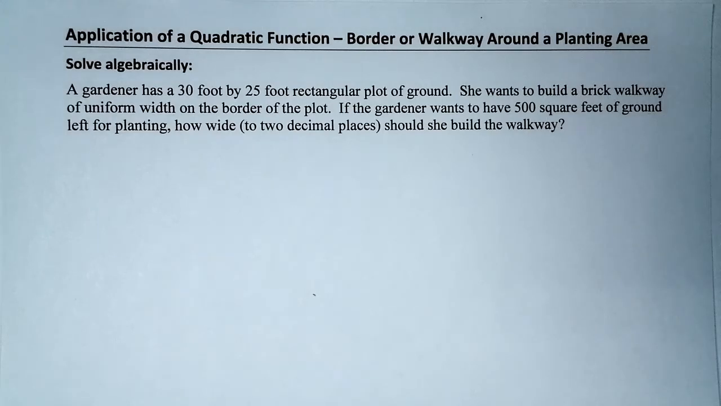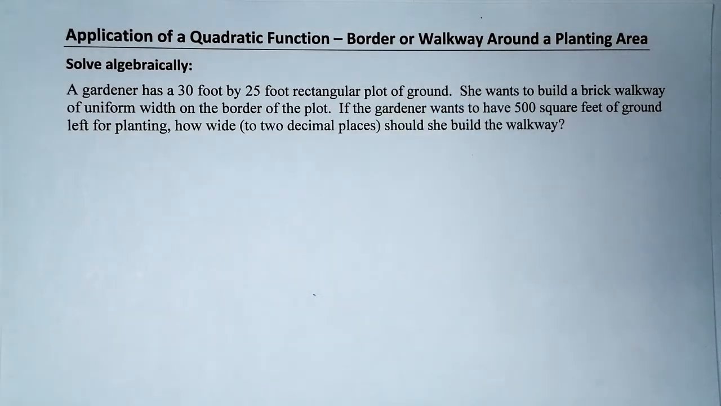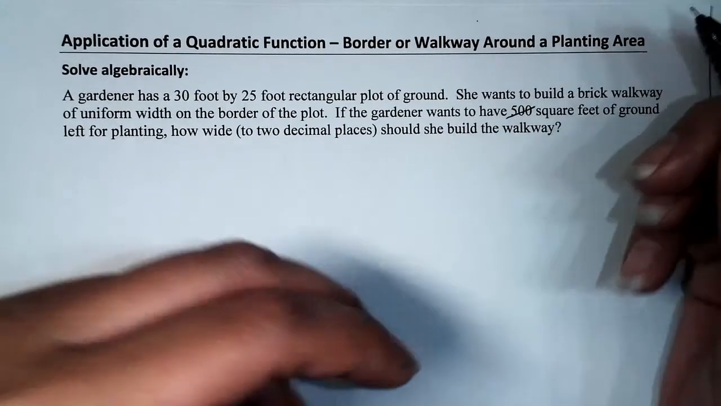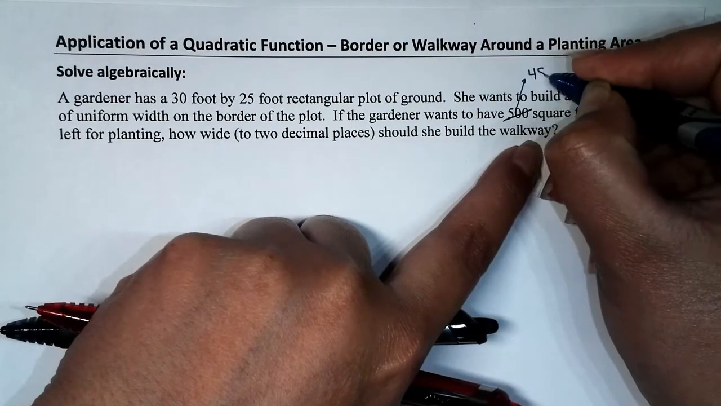Hi guys, so we're gonna go ahead and wrap up our unit on quadratic equations by looking at this application problem. So it says application of a quadratic function, and it says border or walkway around the planting area. So I guess we're gonna look at a planting area and then put a border or walkway around it. Cool. So I'm going to make this problem a little bit spicier. So I'm going to change the plans. So I'm going to change the number 500 to 450, which right now is no big deal.